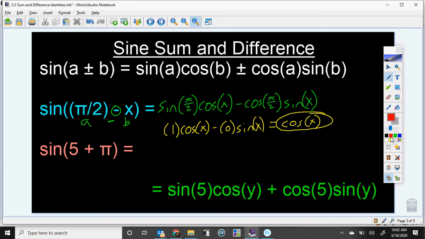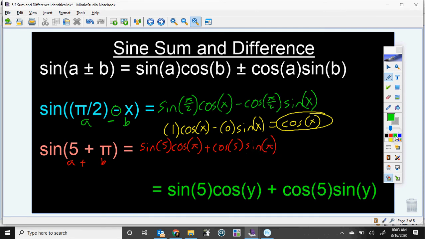Let's try this next one. Here we have sine of 5 plus pi. So again, plug in. We have our A plus B. So sine of 5 cosine of pi, and then it's plus, so we're going to use plus cosine of 5 sine of pi.